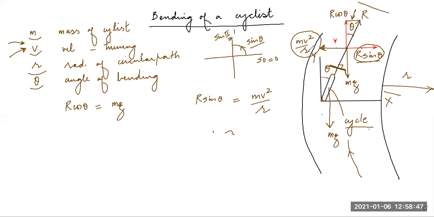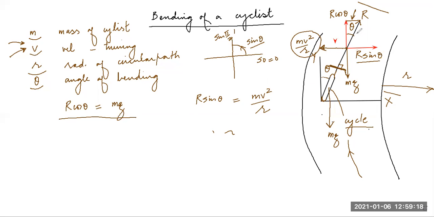mv square by r is an expression for centripetal force, but centripetal force is equal to centrifugal force. So I say centrifugal force is mv square by r. So very well said. R sine theta is basically balancing centrifugal force, which is acting outwards from the track. If I take a turn like this, then centrifugal force will be in this way, right? Okay. So having understood all this, now students, I will write the equations.